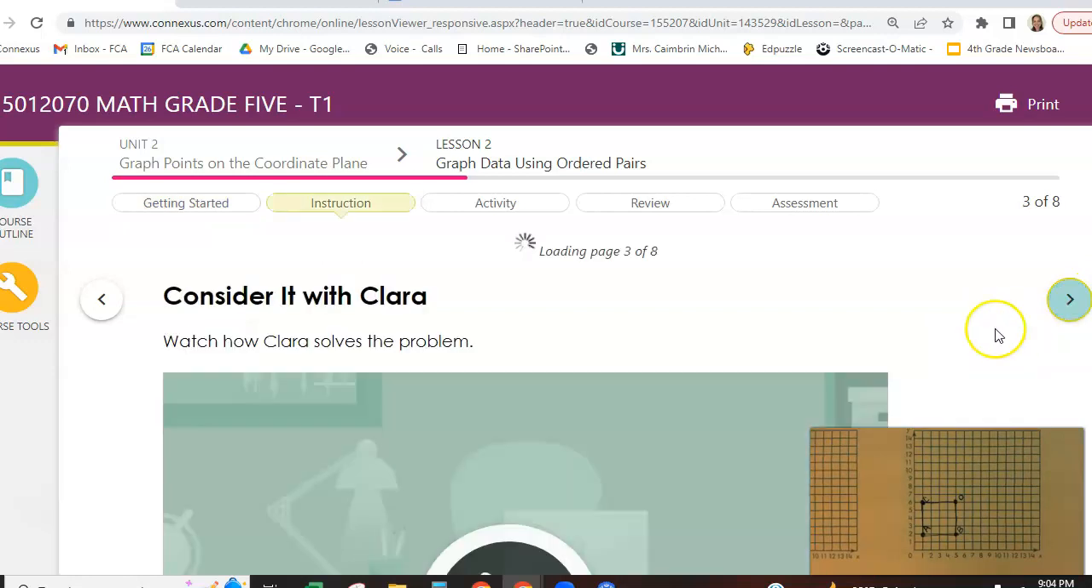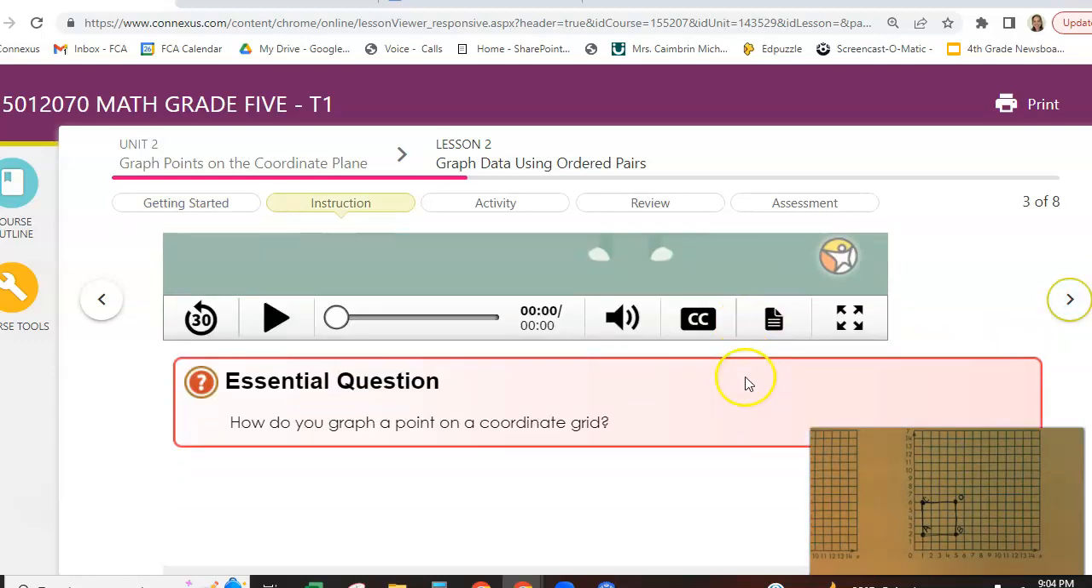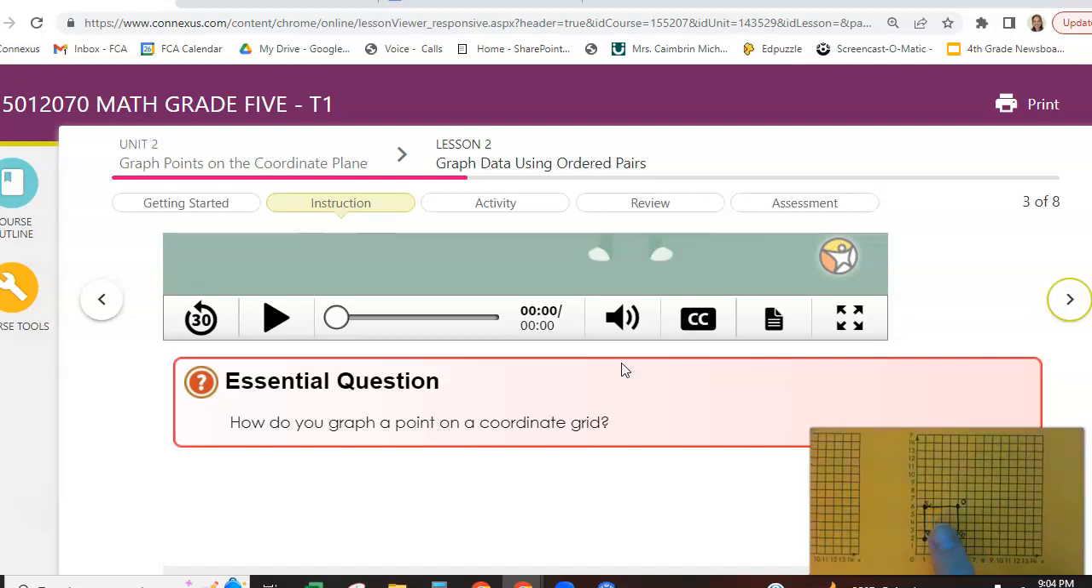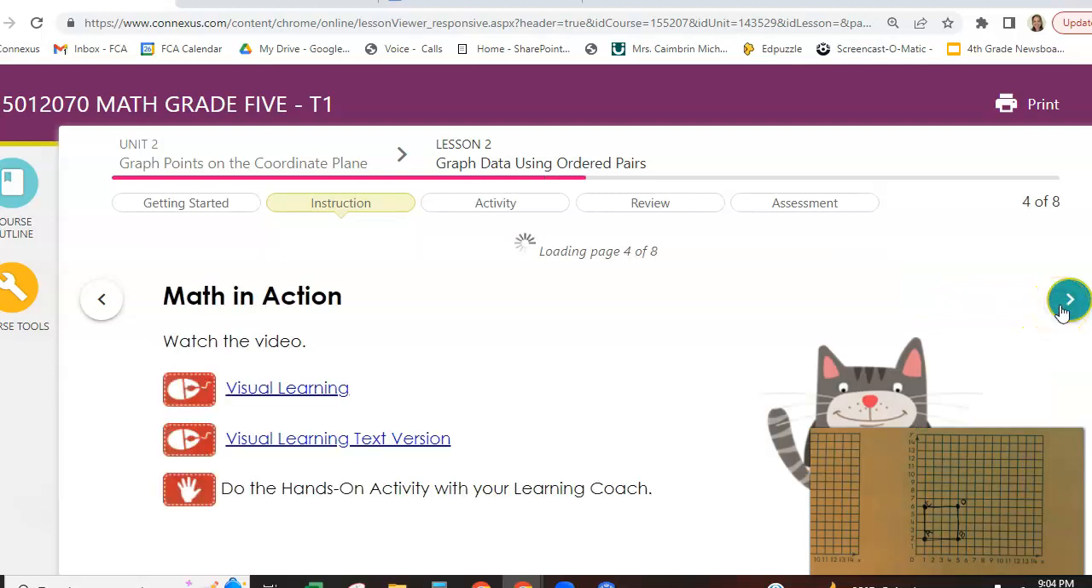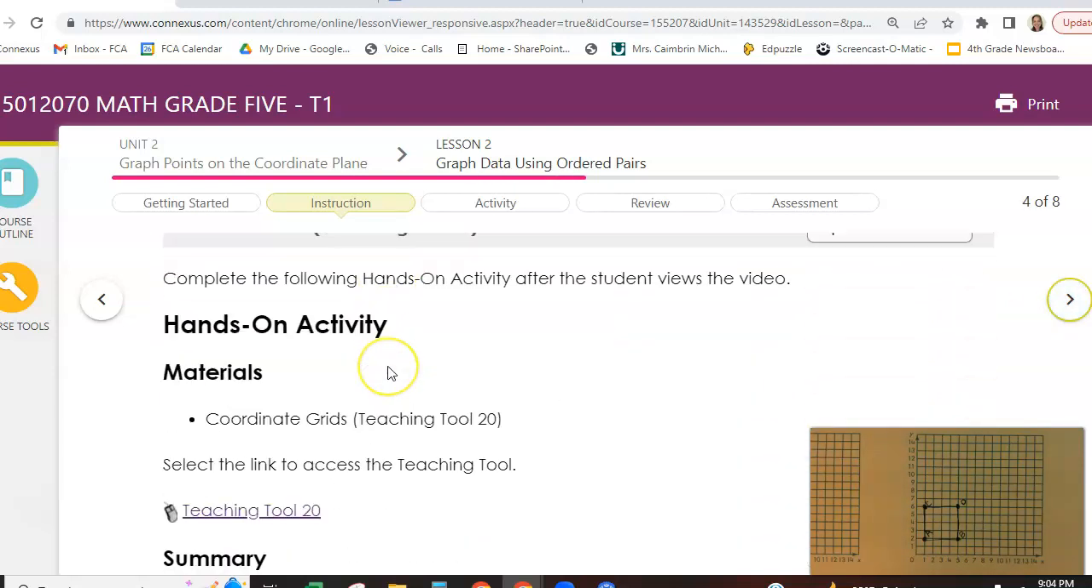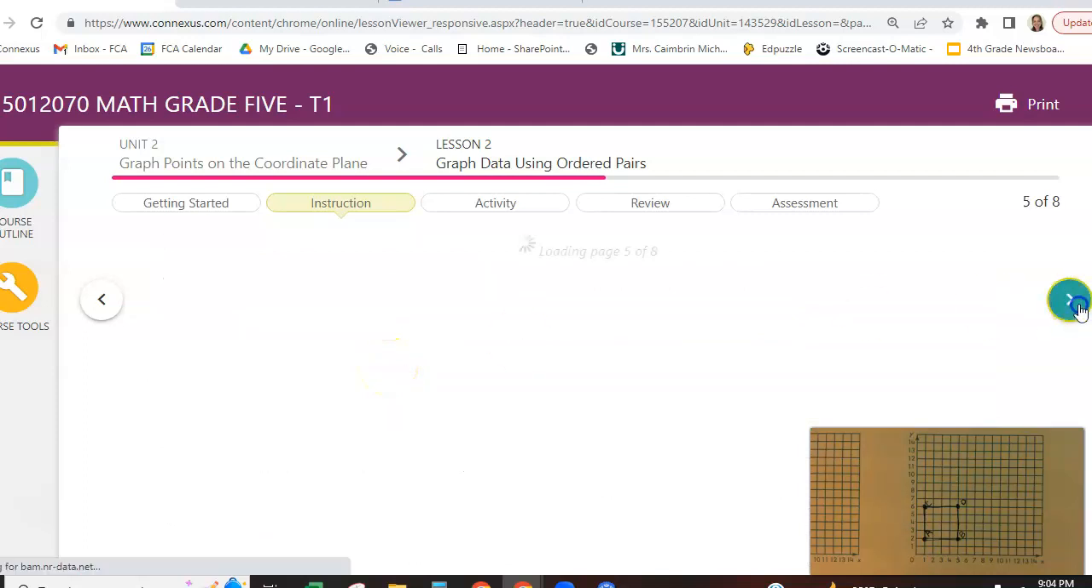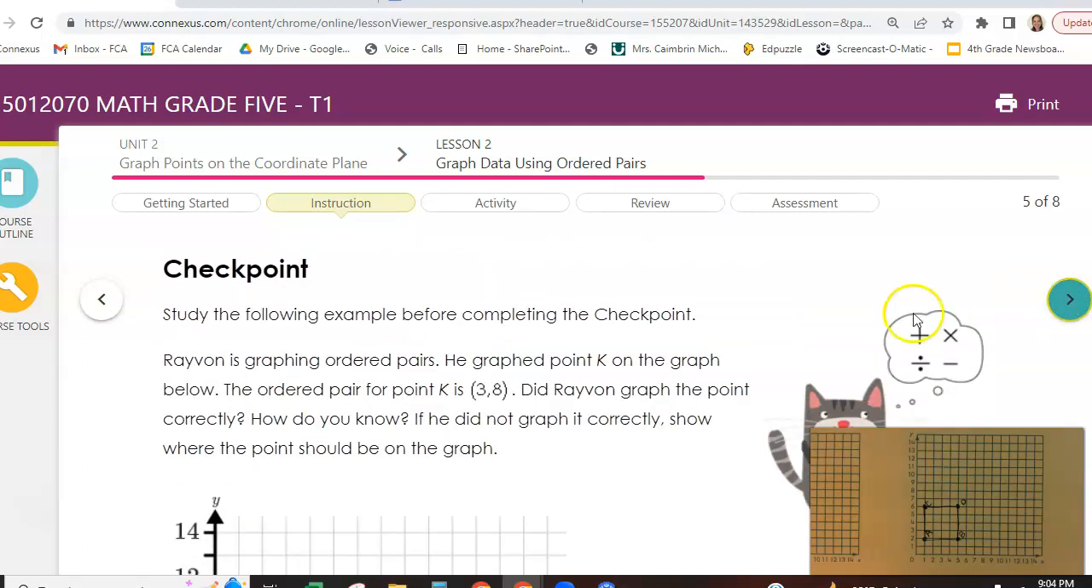If you move to page 3, let's go to that essential question. How do you graph a point? Well, based on what we did in lesson 1 and here, we know that we use our ordered pair, whatever it might be, and we always do X first and then Y, and we put a little dot on the coordinate grid or plane. You'll hear it called both things. So there's some videos if you would like to watch them. Otherwise, we're going to scroll right on to the next checkpoint on page 5.